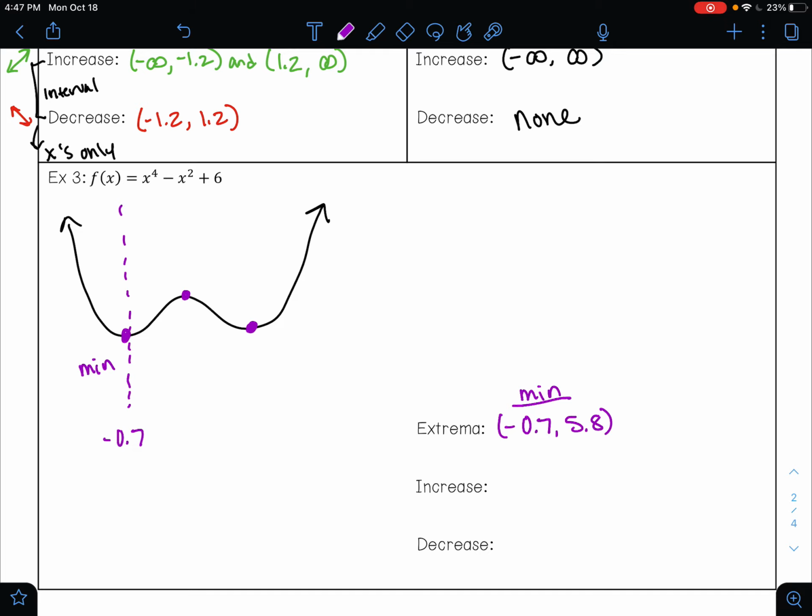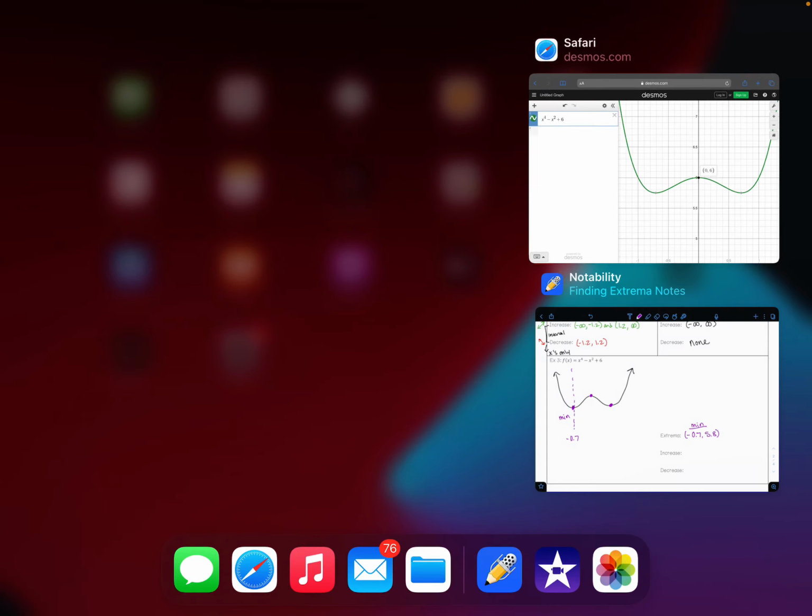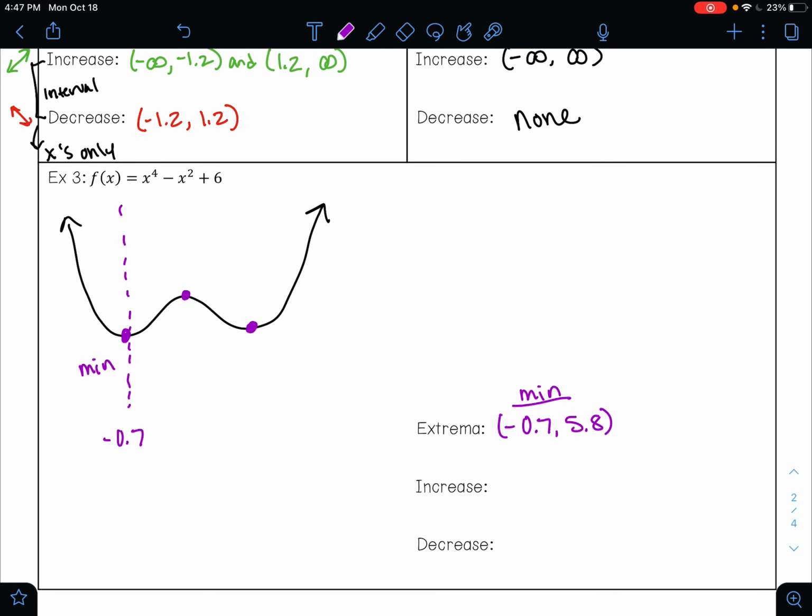And then if we look at the next point, this is the point 0, 6. And the 6 is a local maximum. I know it's local. Oh, I wrote minimum. I know it is local because my graph continues to increase on either side. So it is not the absolute highest point of the graph, but it is a local maximum for this point right here. And that is where x is 0. So again, this is a local maximum.